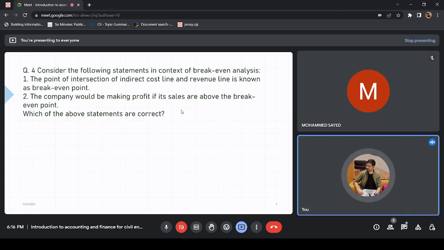Coming to the next question in a similar frame, consider the following statements in context of break-even analysis. The point of intersection of indirect cost line and revenue line is known as the break-even point. The company would be making profit if its sales are above the break-even point. We saw both of these things in the graph, right? I mean, the intersection point and making profit if its sales are above the break-even point. So both are true.